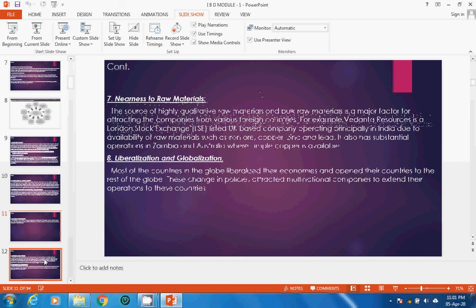Nearness to raw materials. The source of highly qualitative raw materials and bulk raw materials is a major factor for attracting companies from various foreign economies. So, take the example of Vedanta Resources, a London stock exchange listed, UK based company operating principally in India due to availability of raw materials such as iron ore, copper, zinc, and lead. It has substantial operations in Zambia and Australia, where ample copper is available.